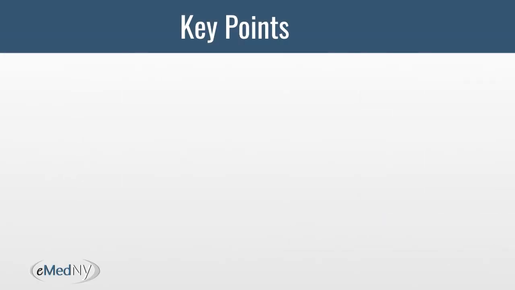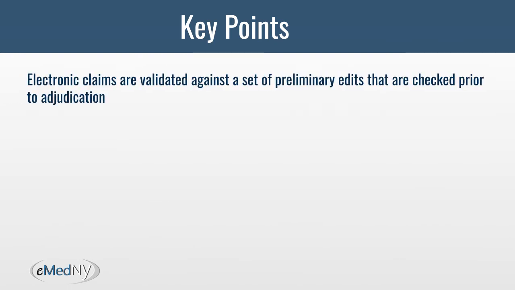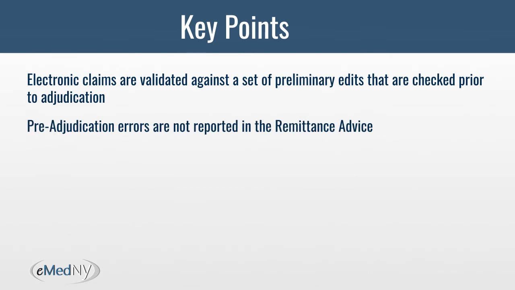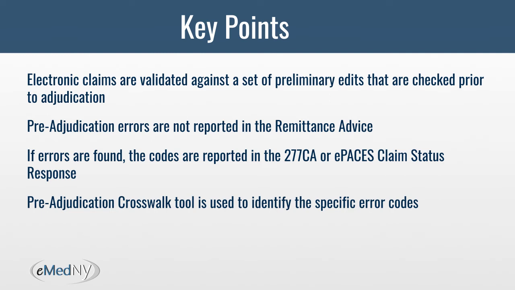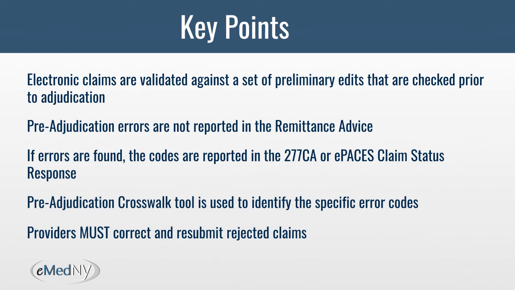Here are some important reminders regarding the pre-adjudication crosswalk and rejected claims. Electronic claims are validated against a set of preliminary edits that are checked prior to adjudication. These pre-adjudication errors are not reported in the remittance advice. If pre-adjudication errors are found, the codes are reported in the 277CA or ePACE's claim status response. The pre-adjudication crosswalk tool is used to identify the specific error codes. Providers must correct and resubmit rejected claims.